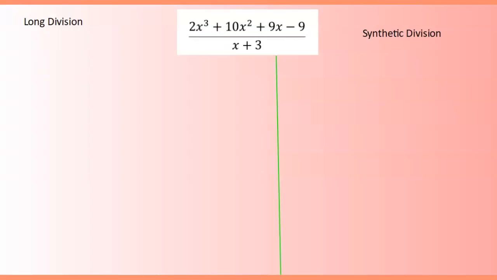Okay, so here we are using the long division method. We are going to move a little faster because we have done the first one. We write our x plus 3 here, and then we write our quotient here.